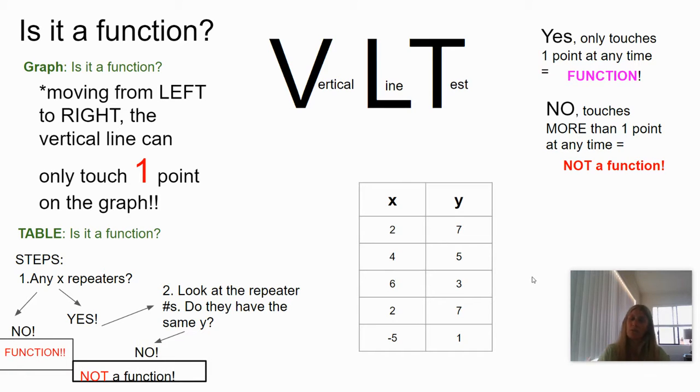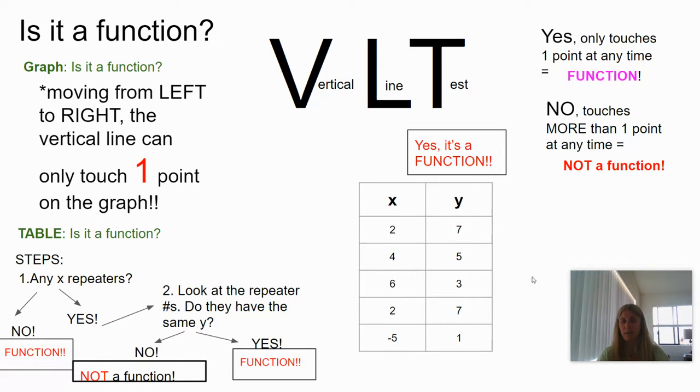So if one of my 2s went to 7 and my other 2 went to -25, then I could say, no, it's not a function. If the answer is yes, they go to the same number like this example, my 2 goes to 7, my other 2 goes to 7, that means it's a single point on the line. It's not touching at 2 different places. Then it is a function. So this table specifically is a function.